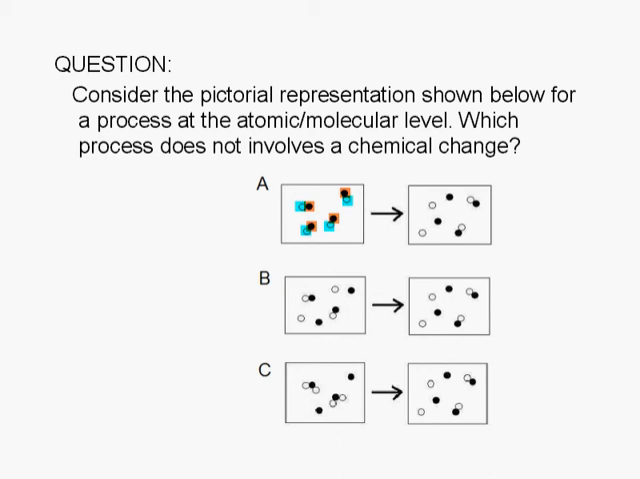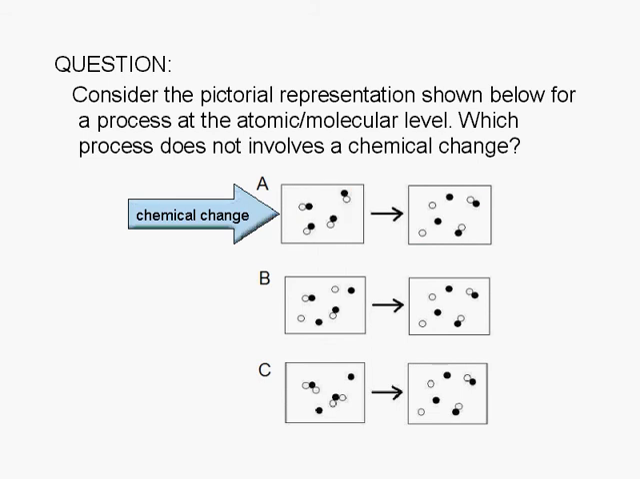We can see that the atoms have rearranged. Two of the molecules have broken up into atoms. We now have a mixture of three substances: the original compound plus two elements, this one and this one. Therefore, process A involves a chemical change.